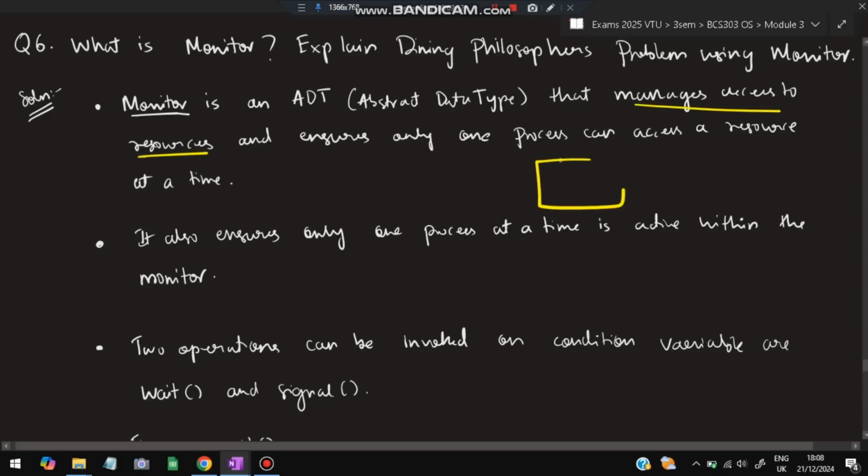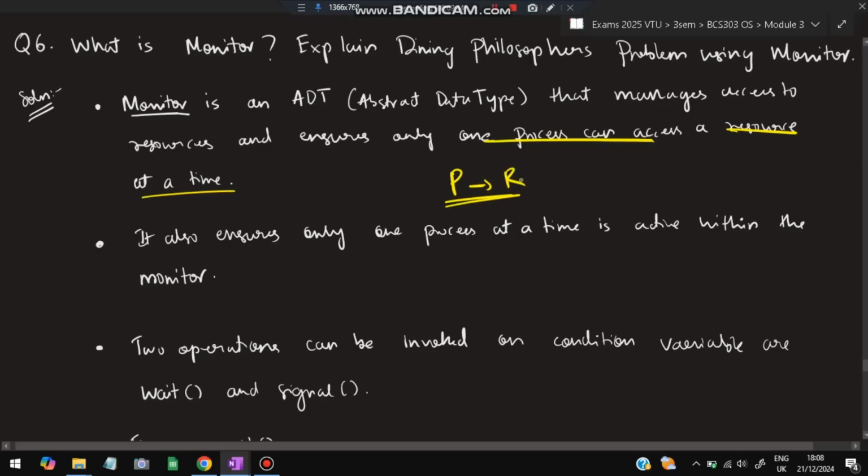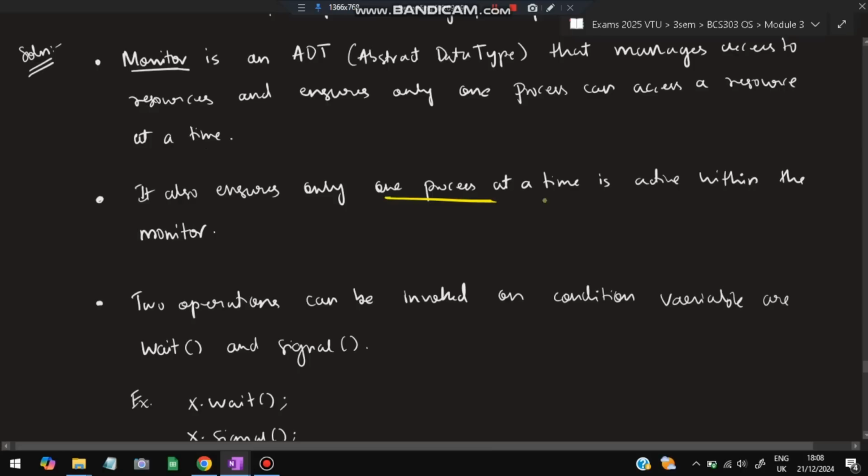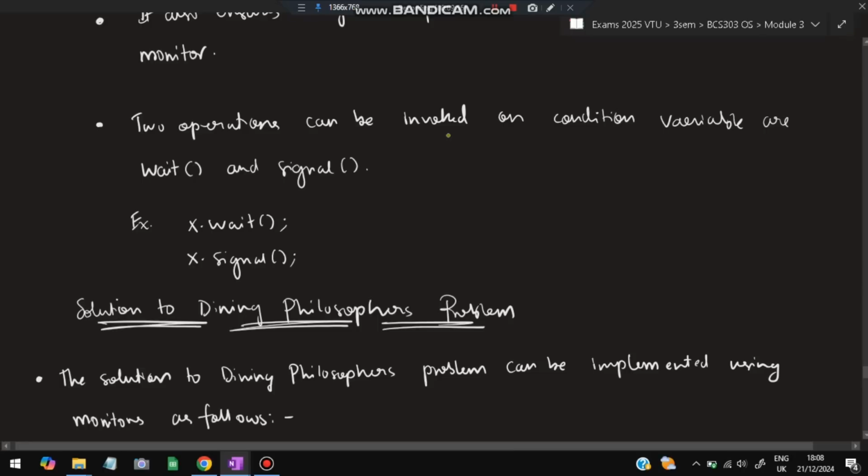So first you had in your imagination an empty space. Now what does the monitor do? It will manage the resources and ensure that only one process can access a resource at a time. That is called a monitor. It also ensures that only one process at a time is active within the monitor, and the monitor only handles one resource at a time. Two operations can be invoked on a condition variable: wait and signal. Wait means wait and signal means execute.